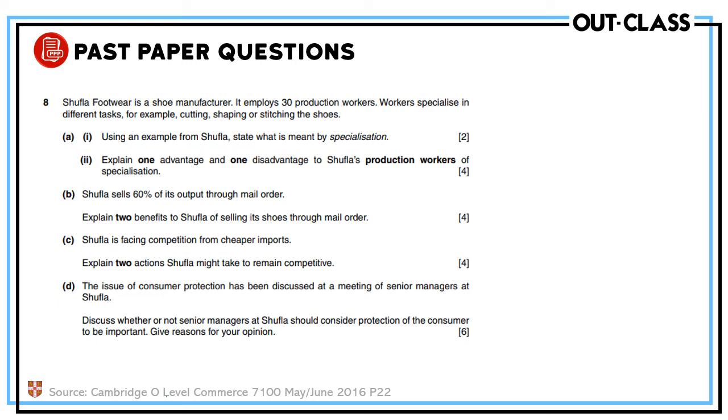Shufla Footwear is a shoe manufacturer. It employs 30 workers. Workers are specialized in different tasks. For example, cutting, shaping, stitching the shoes. A1, use an example from Shufla. State what is meant by specialization. This is for 2 marks.